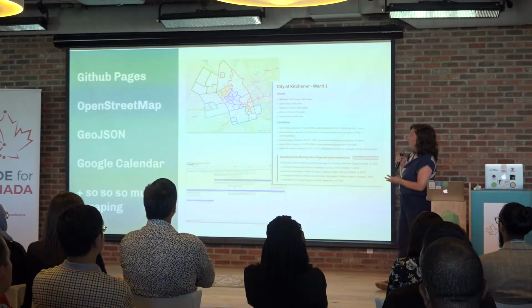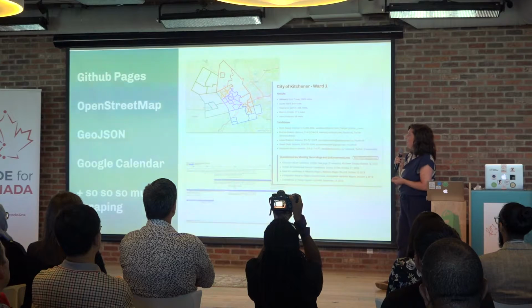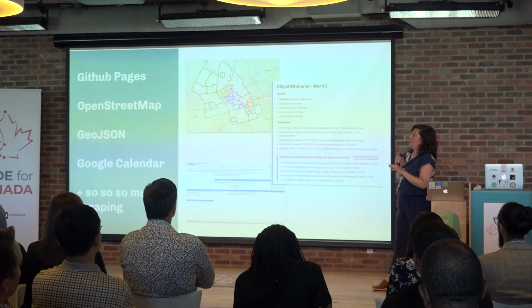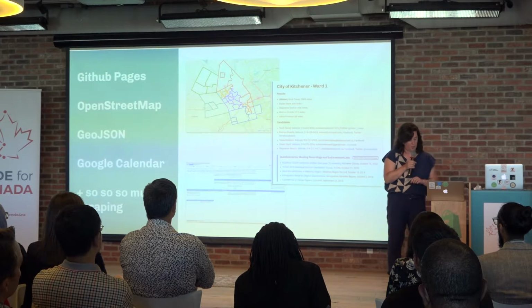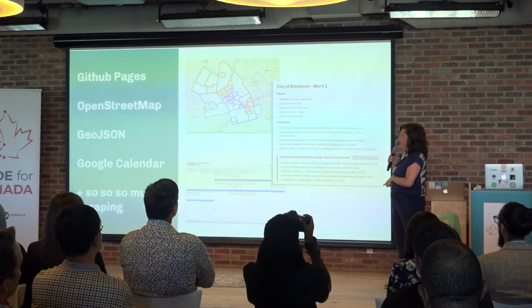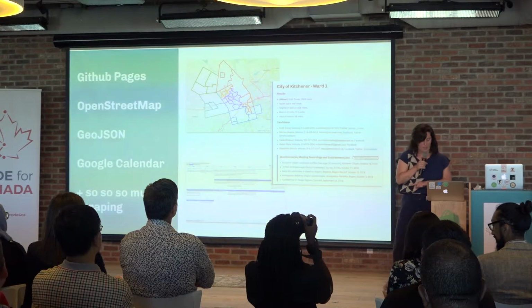The map uses a couple of different tools: OpenStreetMap for the street data, GeoJSON for municipal boundaries, and some JavaScript Leaflet to make the searching possible. And then we also were able to populate a Google Calendar with all of our events data.